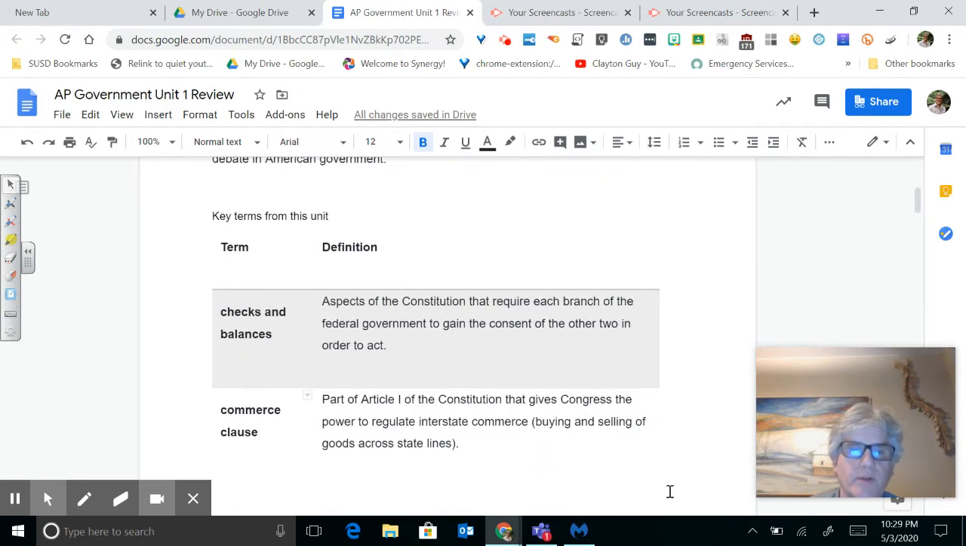Commerce Clause is one of the most important clauses in the Constitution. It's part of Article 1 of the Constitution that gives Congress the power to regulate interstate commerce, which is buying and selling of goods across state lines. And with the implied powers, the Commerce Clause has expanded the federal government's powers over the state government and expanded powers of the national government just in general.